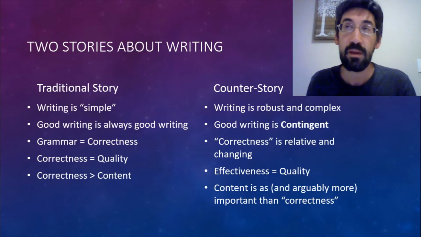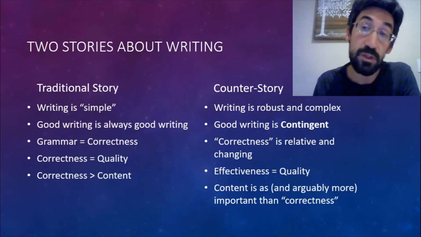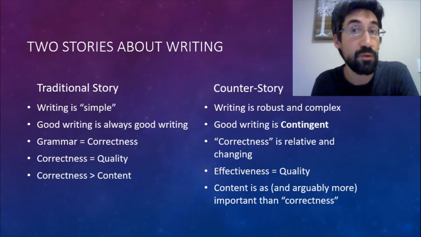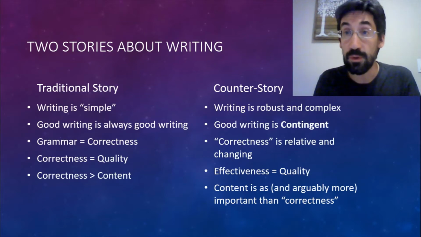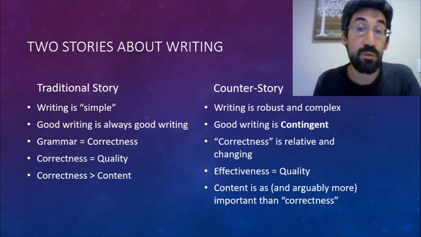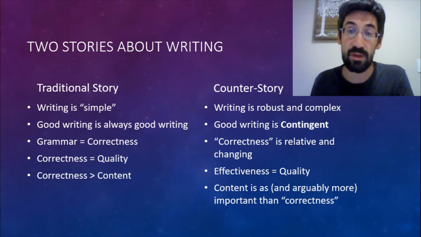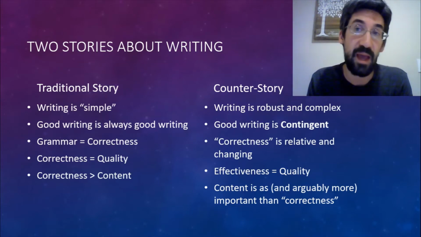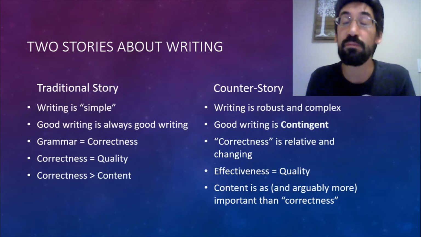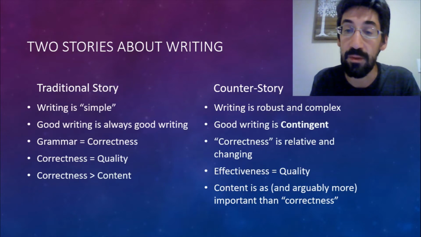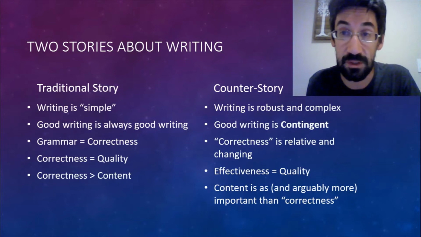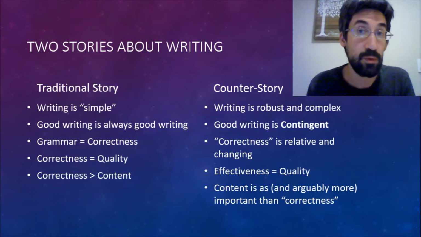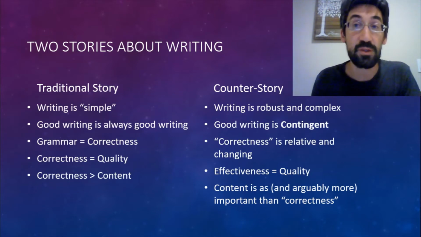So every piece of writing has a job to do, right? We write for a reason. And so we can determine whether or not a piece of writing was quote unquote good or not based on the degree to which it achieved what it was trying to achieve. And in this model then, content becomes as, and really arguably much more important than these superficial notions of correctness.